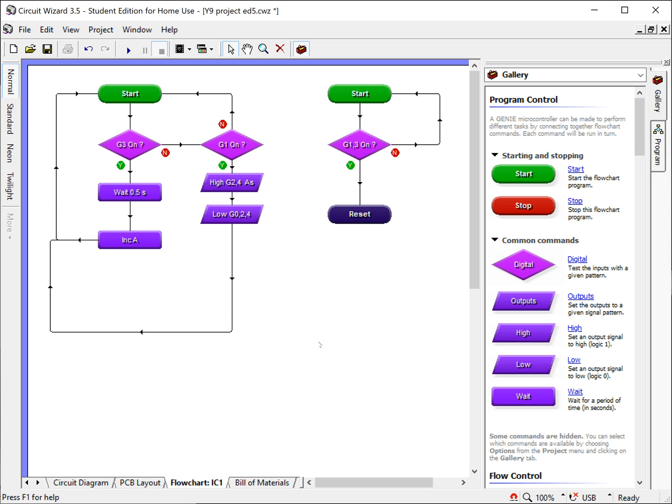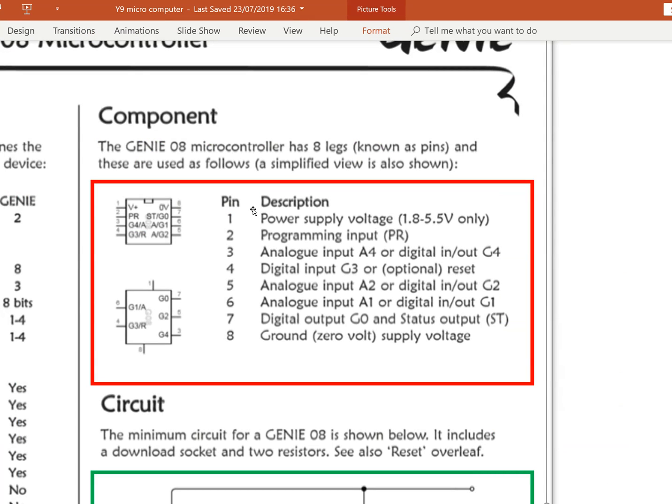So, how does this relate to the Genie? Well, if we flick to the PowerPoint, we can see we have two different inputs. We have input G3, which is also a reset. That has nothing to do with the analog at all. We have G1 as our other input, and you can see that is also A1, so that can be used as an analog input as well.